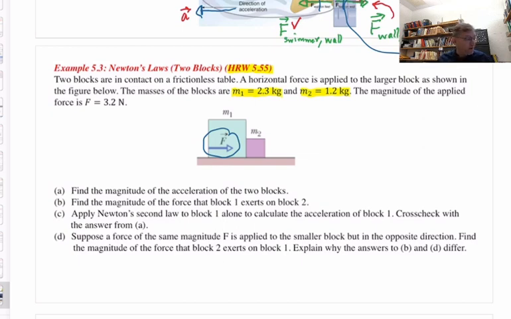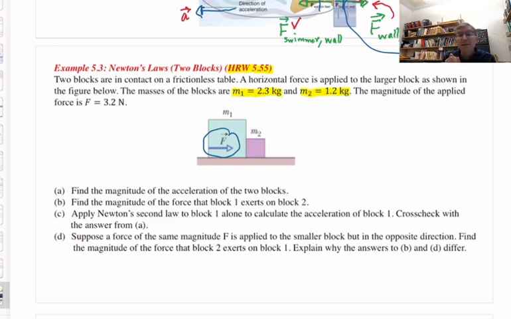Okay, here comes the first question. We are to find the magnitude of the acceleration of the two blocks. So first, ask yourself, which way are the blocks going to accelerate? They are going to accelerate, I contend, because there is a net force to the right. Remember, there's no friction between the blocks and this table.